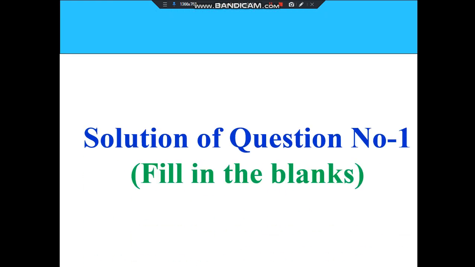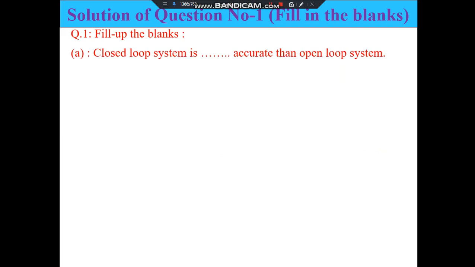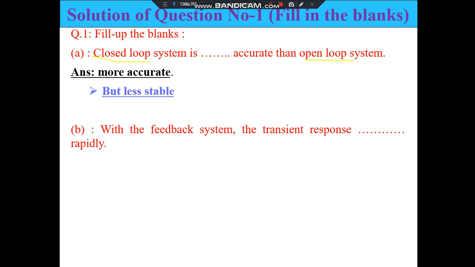Next we will give the solution of question number 1, fill in the blanks. See the first question: a closed loop system is dash accurate than an open loop system. Closed loop systems are more accurate than open loop systems, but less stable. With the feedback system, the transient response decays rapidly.